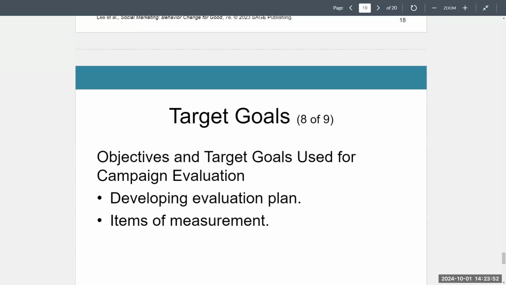You're also looking at the items of measurement. So directly measure the desired behavioral change within your priority audience. You're looking at continuously monitoring. So continuously monitoring the process throughout your campaign is something that ensures that you're on track to achieve your behavioral change goals or objectives.